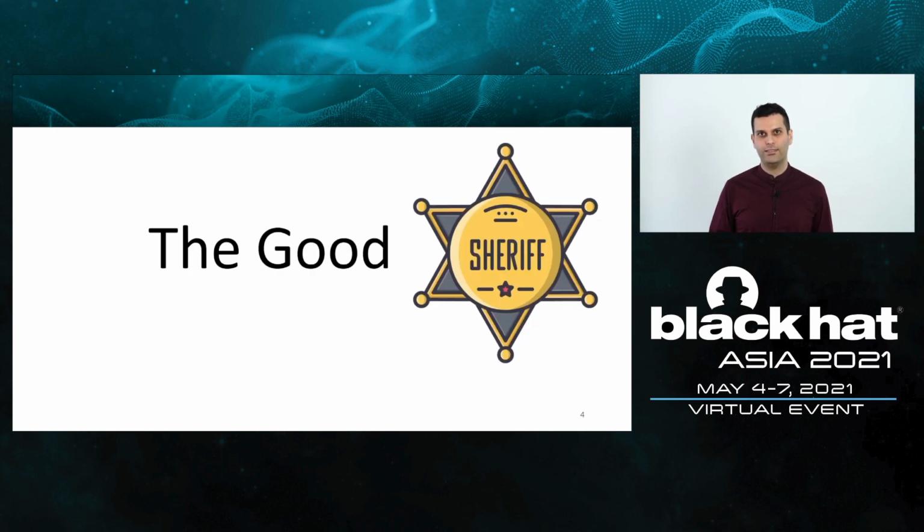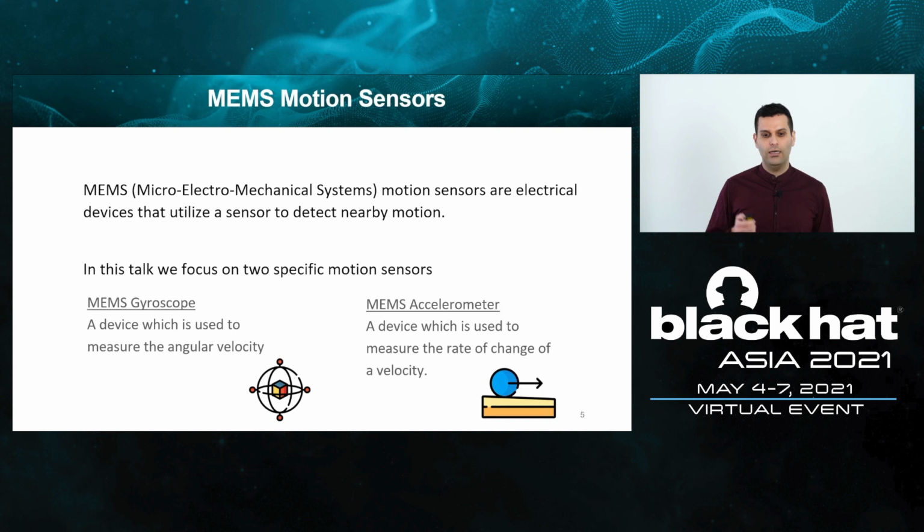Let's start by understanding the good. MEMS motion sensors are electrical devices that utilize a sensor to detect nearby motion. In this talk, we focus on two specific motion sensors: the MEMS gyroscope, which is a device used to measure the angular velocity, and the MEMS accelerometer, which is a device used to measure the rate of change of a velocity.